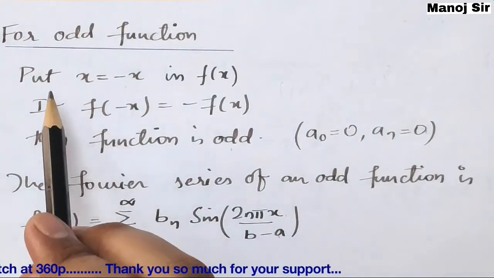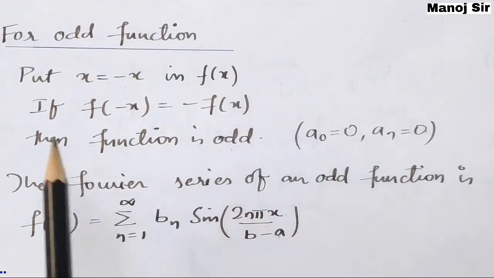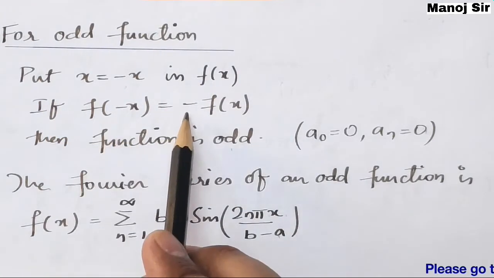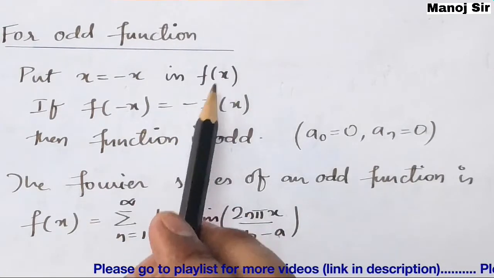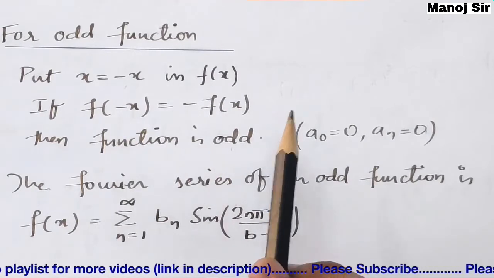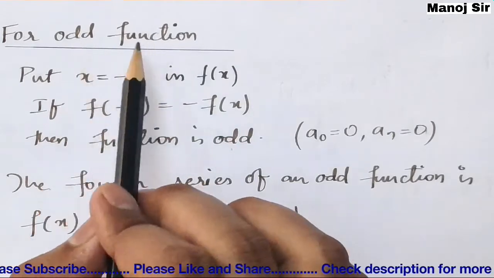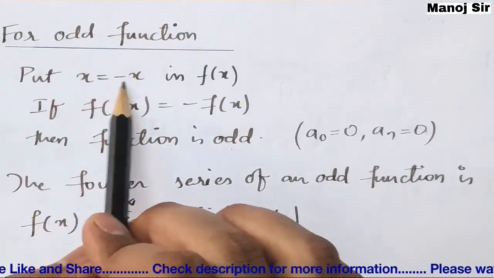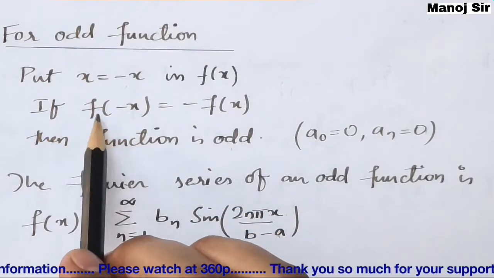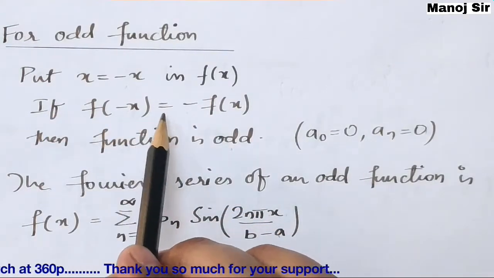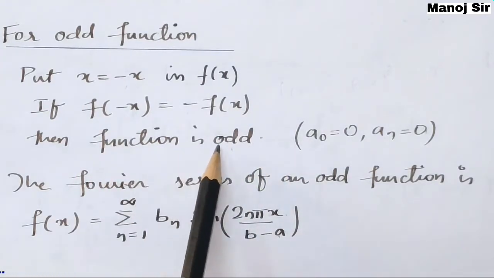After this we will see for odd functions. For odd function, simply put x equals to minus x in the given function, that is f of x. If f of minus x becomes minus of f of x, in that case we will say that the given function f of x is an odd function. I am repeating this once again. If you want to check whether the given function is odd function or not, simply put x equals to minus x in the given function f of x. If f of minus x becomes minus of f of x, in that case we will say the given function is odd function.